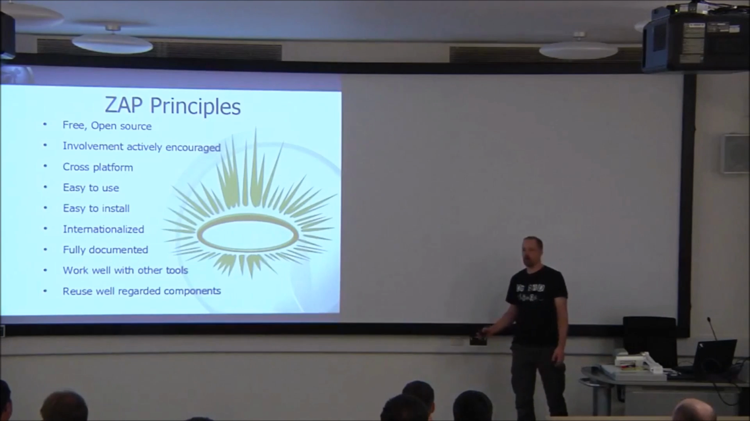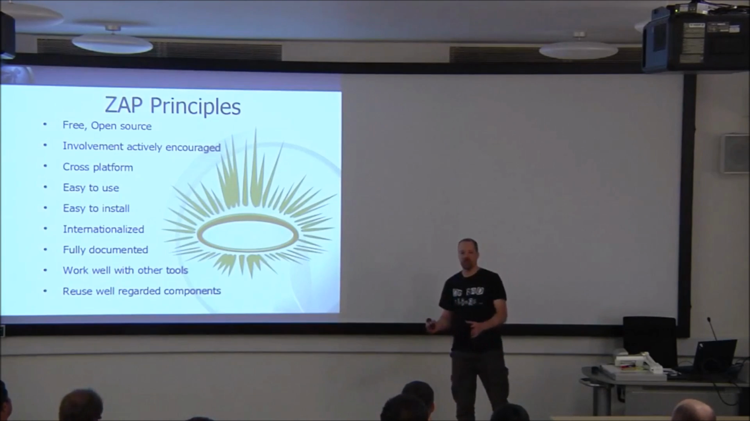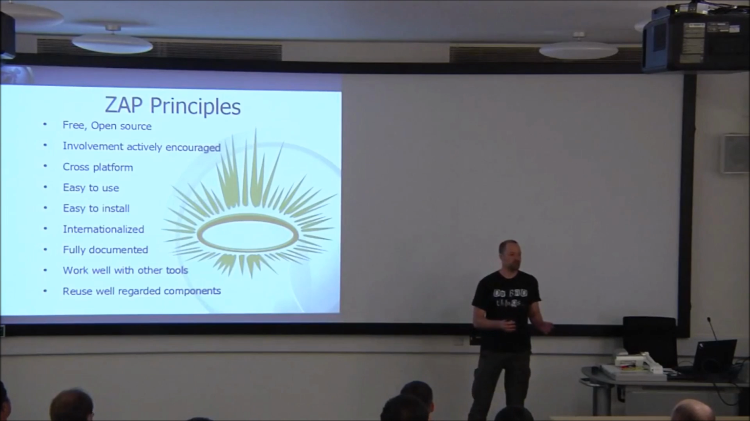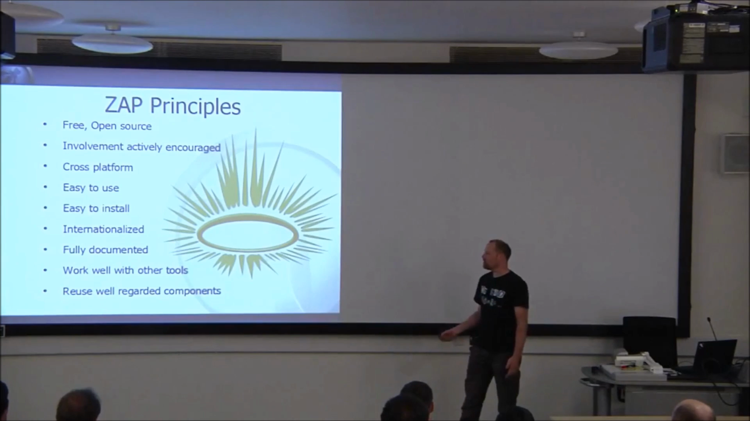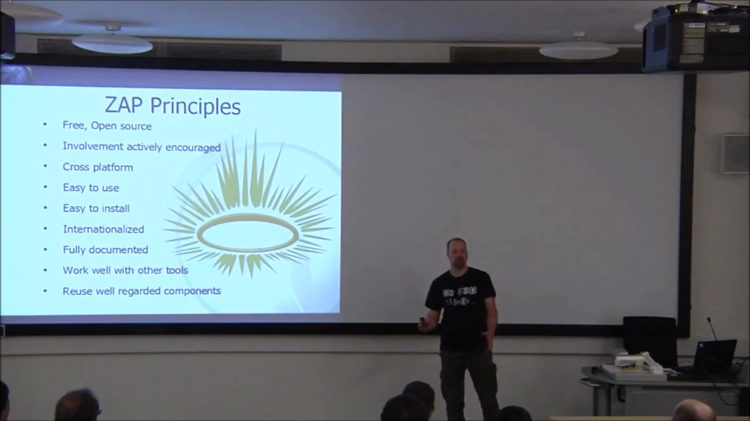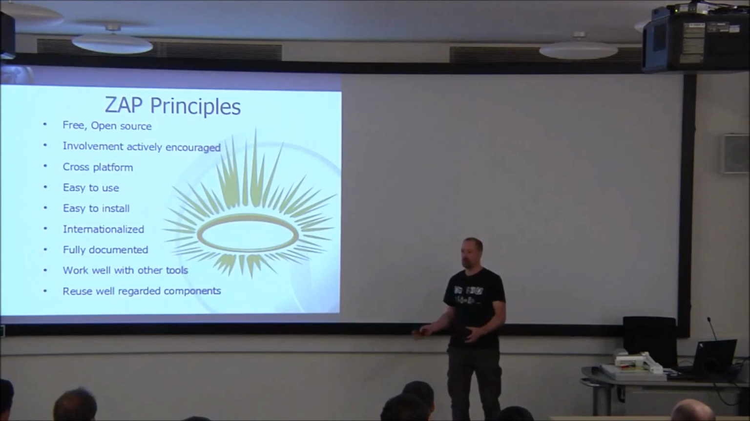We also want to work well with other tools. So there are tools like ThreadFix and Minion that make use of ZAP. You can invoke other tools from ZAP. We know that in many cases ZAP won't be the only tool you use. We want to integrate well with those other tools. And we also try and do reuse, so we try not to reinvent the wheel. And if there are good open source components we can use, then we will make the most of those.